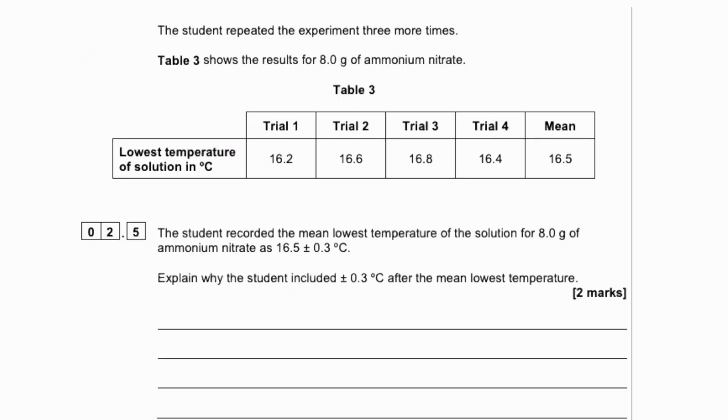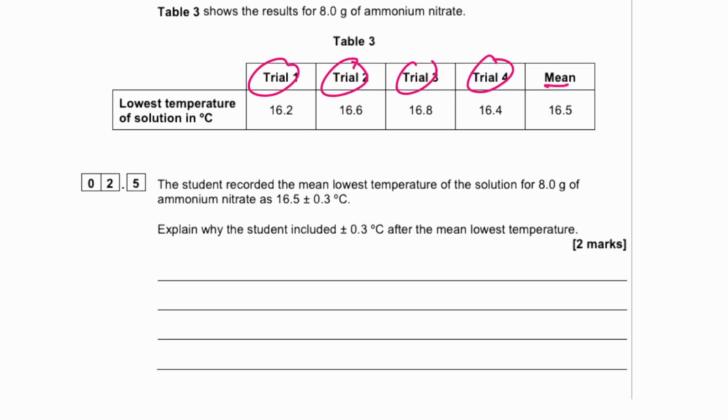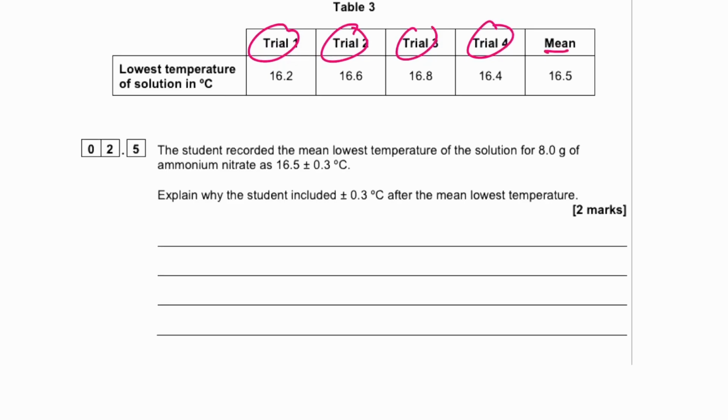Okay, the next question we're going to look at again is an experimental question. We're told that the student repeats some experiment 3 more times. You can see they actually do a total of 4 times, and you get a mean over here. And the table shows the results for 8 grams of ammonium nitrate. For this question, we don't actually need to worry about what the actual experiment was. We're just going to focus on the results part.